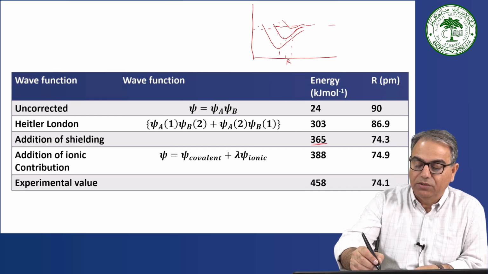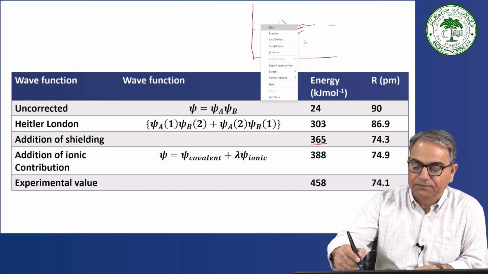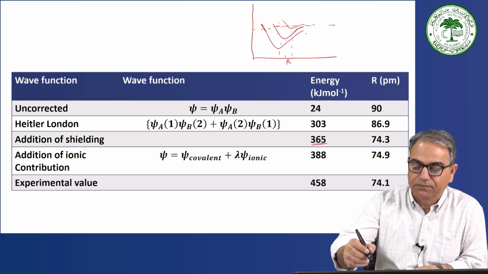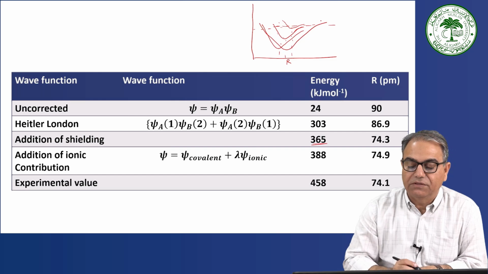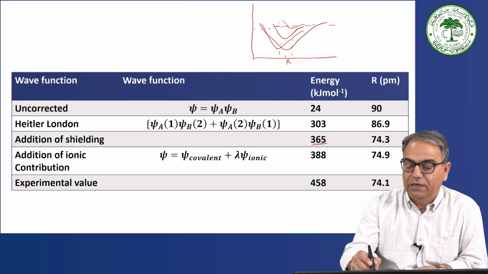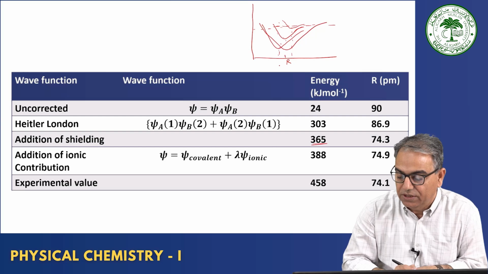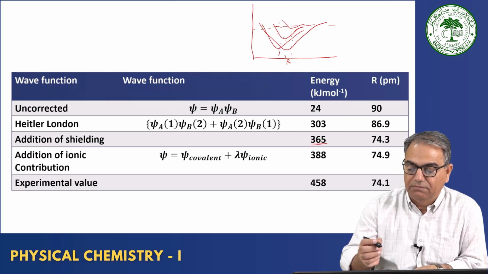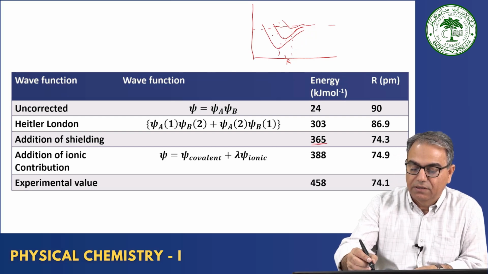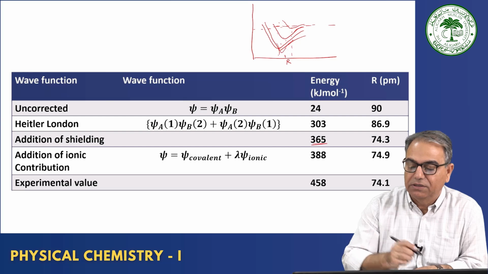So if you write the ionic structure, then it is like this one. This energy minimum is less, this energy minimum is more. 74.9 is actually not that far, it should be very close. This is the minimum which you get.